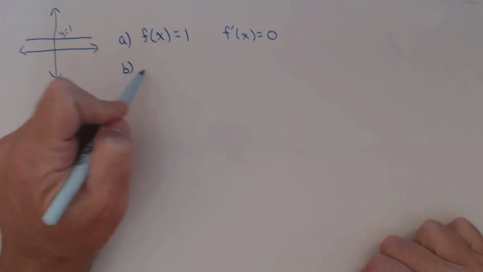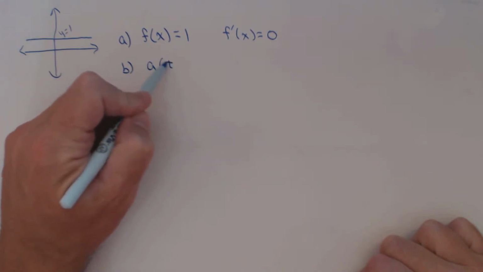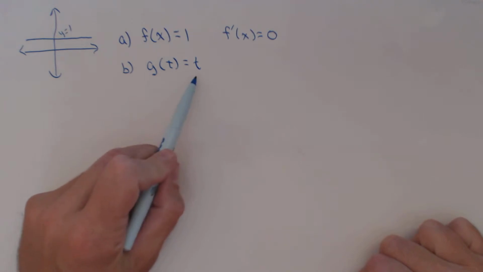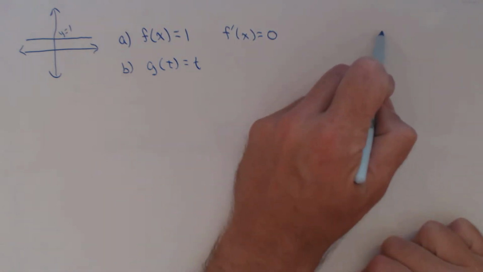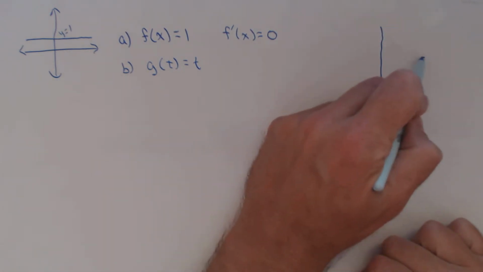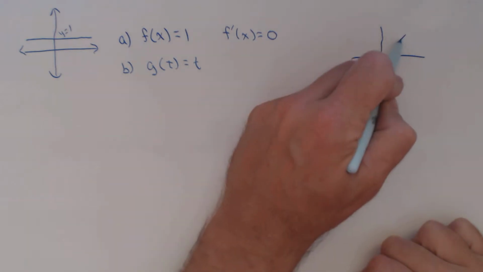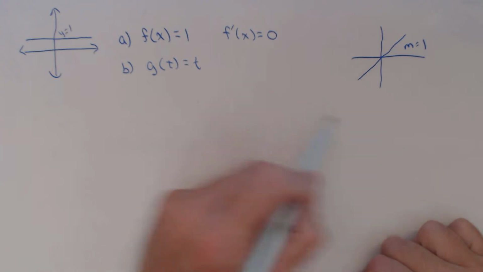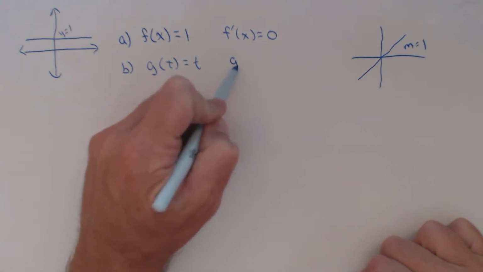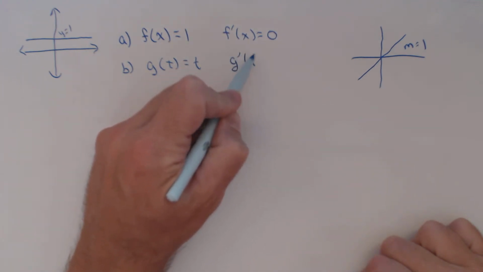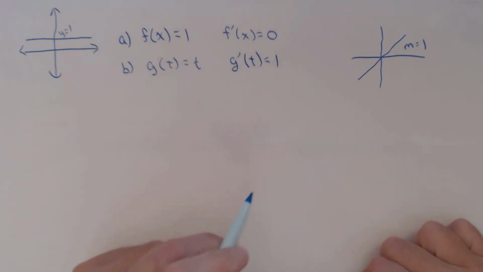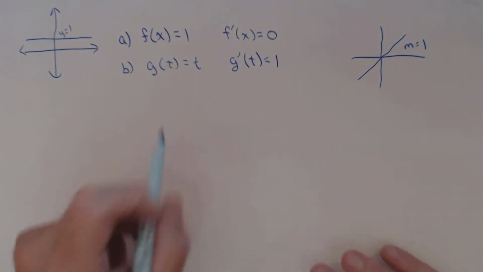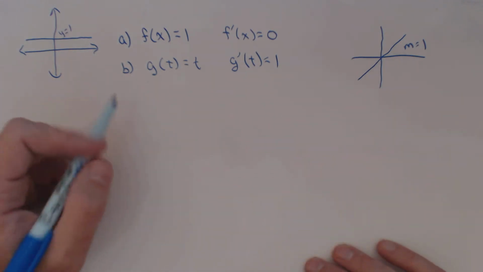B, g of t equals t. Notice what we have now. We have a linear function, and what's its slope? It's got a slope of 1. So we can say, without applying the limit definition, g prime of t equals 1, because it's the slope of the linear function. It's a constant slope. It's the same everywhere.